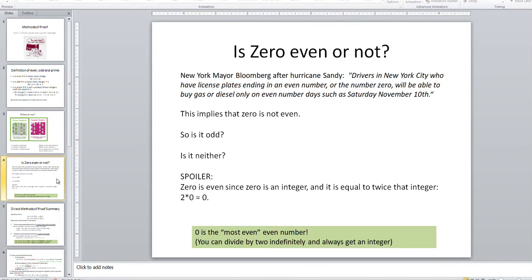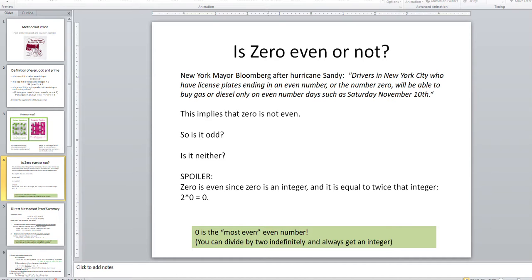And this came up in semi-current events recently. This is after Hurricane Sandy. Mayor Bloomberg ran for president, and he made this statement. Drivers in New York City who have license plates ending in an even number or the number 0 will be able to buy gas on such a date. So that implies that 0 is not an even number. But it also sort of implies that he didn't throw it in with the odd number, so it's probably not odd either. So the question is, is it even or odd?